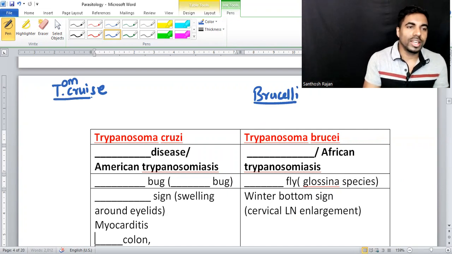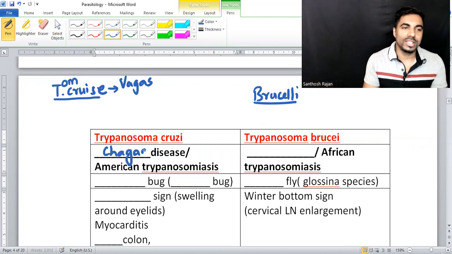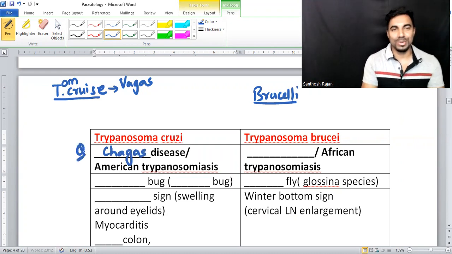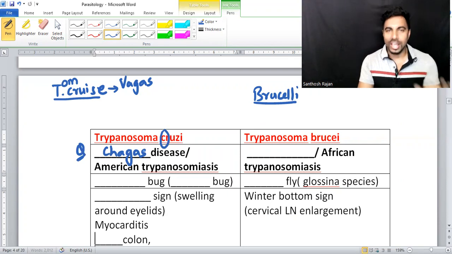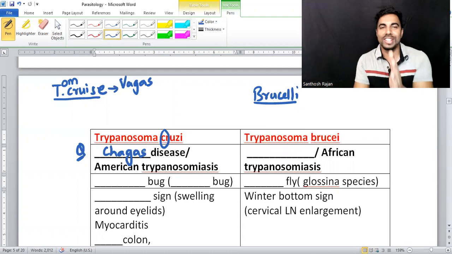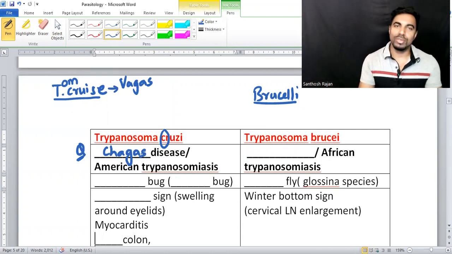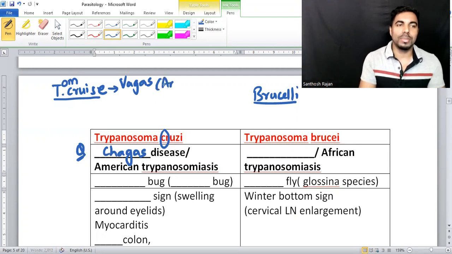So what does Tom Cruise like? First of all, he's from Vegas. Okay, from Vegas. So what does that mean? Vegas means the disease name is Chagas. Make Vegas into Chagas. Chagas disease is caused by Tom Cruise. Trypanosoma cruzi means Tom Cruise. Tom Cruise is from Vegas, Vegas means Chagas. They sound similar. That is also called American trypanosomiasis, because he's an American actor.